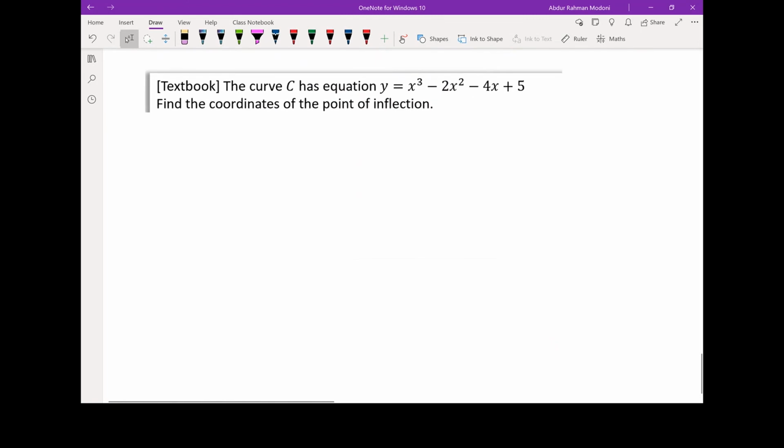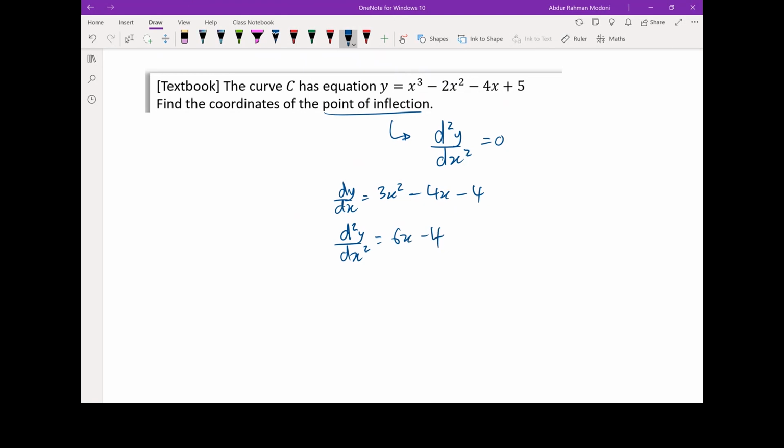And then lastly, this one here, which is asking you to find the coordinates of the point of inflection. Now, when we have a point of inflection, we know that the rate of change of the gradient is 0 at that point. So the rate of change of the gradient, referring to the second derivative, d²y/dx², is equal to 0 at that point. So go and find out what that is. dy/dx is equal to 3x² − 4x − 4. d²y/dx² is equal to 6x − 4.